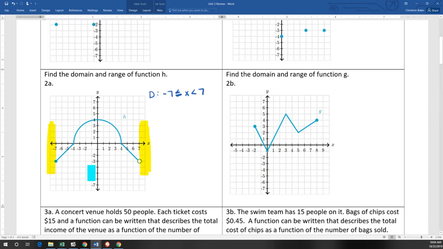Now for range, I'm looking how low does it go and how high does it go. So the lowest y value that I have is -3, and it's closed on this side, open on this side. So we're going to go with closed. And the highest that it goes is 4.